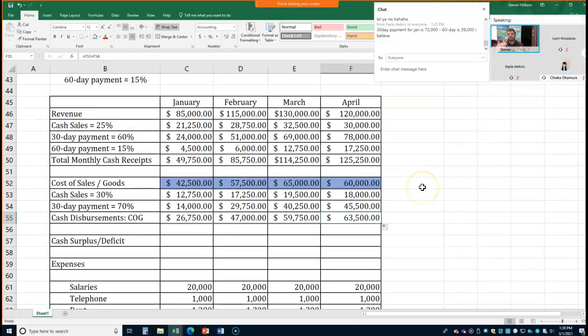So this gives you an idea of money in and money out, revenue in, cash out, and what we want to come up with is our cash surplus or deficit, which is just the difference of our monthly cash receipts minus our cash disbursements. So this is how much money every single month we are pulling in.